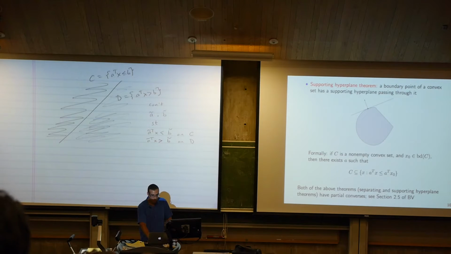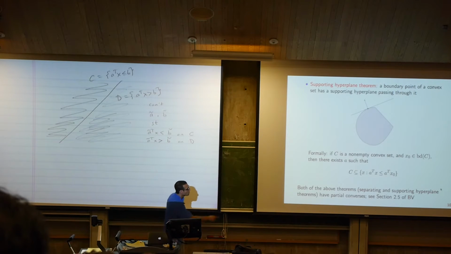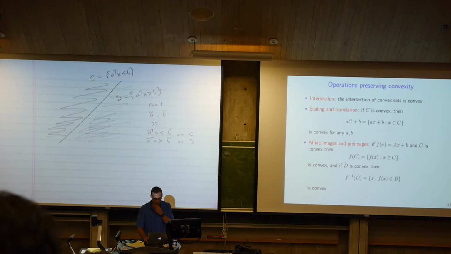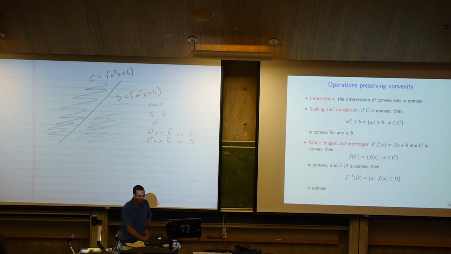Both of these theorems have partial converses. You can look at section 2.5 of the Boyd and Vandenberghe book in case you're curious about converses of these theorems. OK, I took way longer than I had intended to on convex sets, which is always what happens. I'll just tell you what the operations are that preserve convexity real quick, and then we'll take a break, and we'll come back and do convex functions.